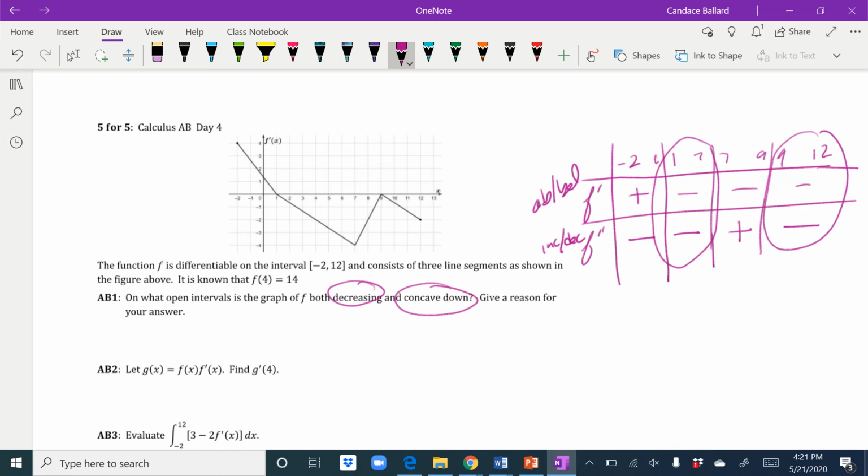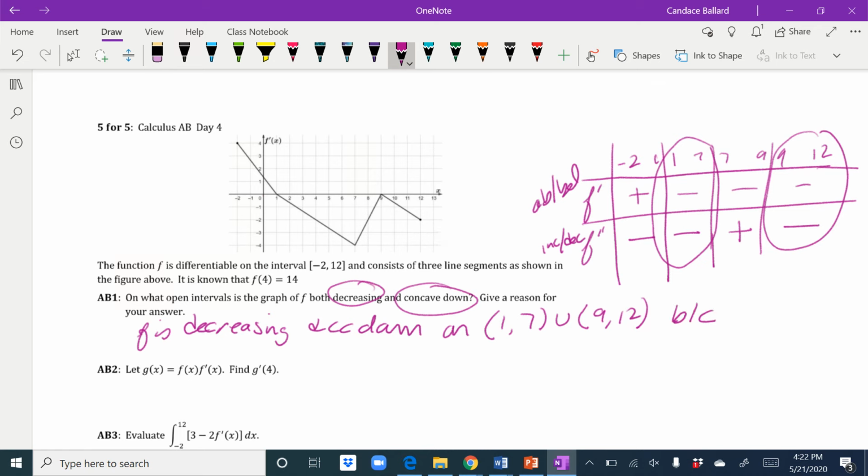We just need to make a statement about it. f is decreasing and concave down. And of course, you write out the nice words, and then you just do the open intervals 1 to 7. You can use the union symbol, you can use the word and, 9 to 12. And it does say give a reason. They didn't give a reason for their answer. Or the way they gave it was kind of weird.